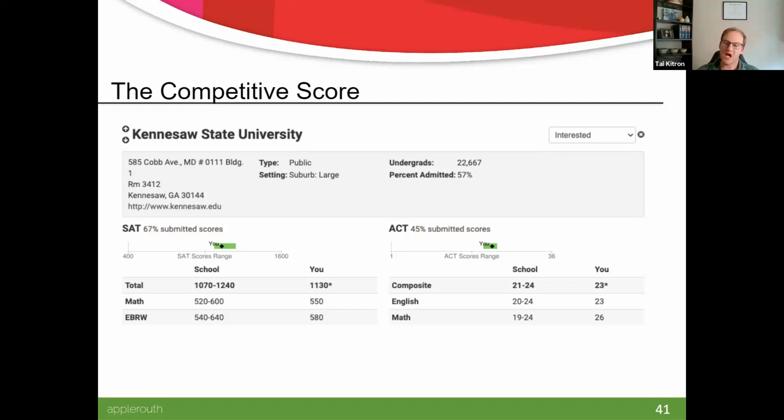If I had a 20, I probably wouldn't submit it. Kennesaw State, I think at least was test optional. So maybe I would decide, no, that won't help me. Right, if I'm on the higher range, of course, I'll submit.